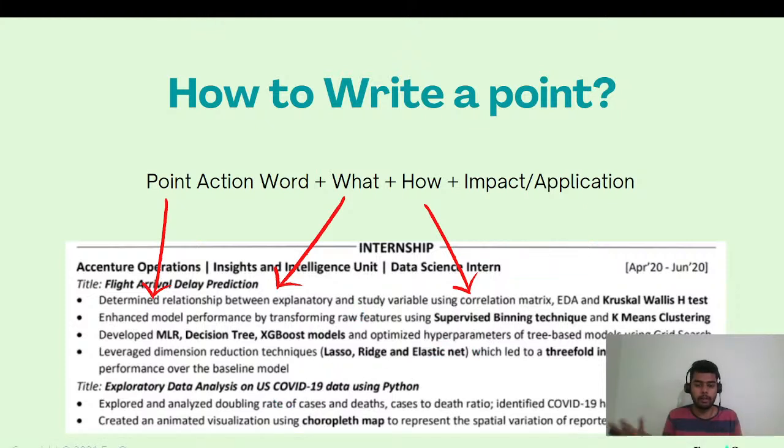So you can see how a good point is actually structured. It's not like you just write something by default, some trivial point, and think that this is a very good point. To make a good point you have to actually do some brainstorming. That's how a good resume is actually made, and those people get selected in good companies.